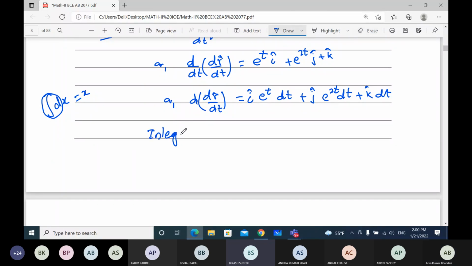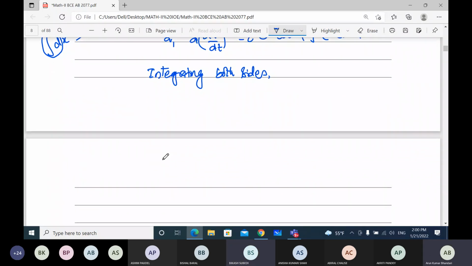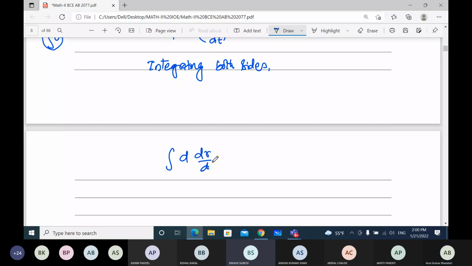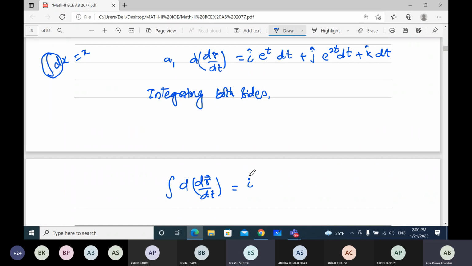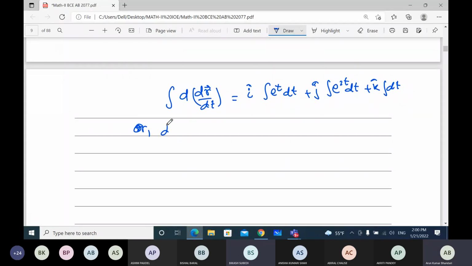Now we must integrate to remove the differential. Integrating both sides, we get integration of d(dr by dt) is equal to i integration of e^t dt plus j integration of e^(2t) dt plus k integration of dt, or dr by dt is equal to i times integration of e^t is e^t, plus j times integration of e^(2t) is e^(2t) by 2, and then plus kt plus some constant c, or c1.